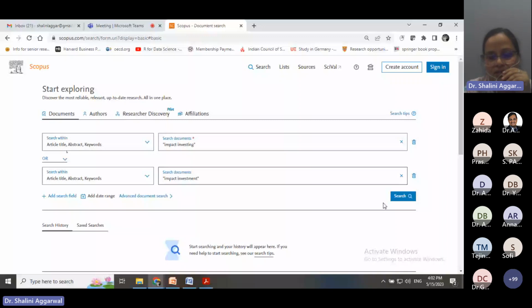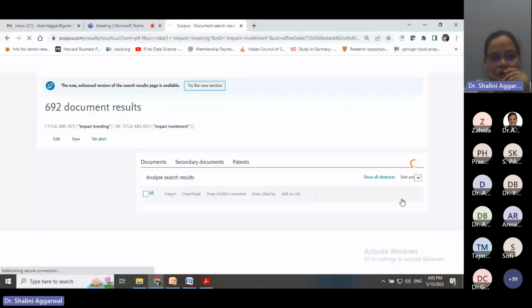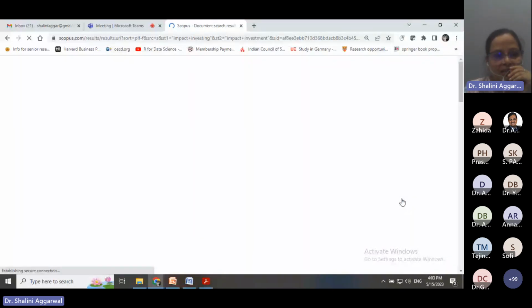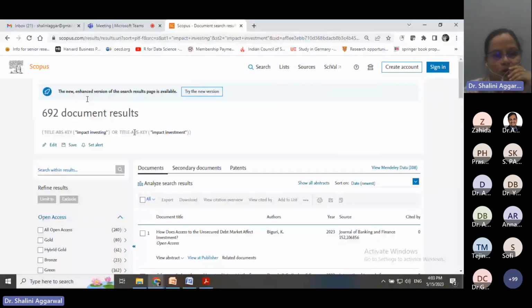So let me click on this. Let's search and understand how many papers come out. You can see that we get 692 documents. It means that on the topic called impact investment or impact investing, 692 people have already written papers. We will be screening and reading these papers, but this number is too much, right? So we have to reduce this number. How do we reduce it?